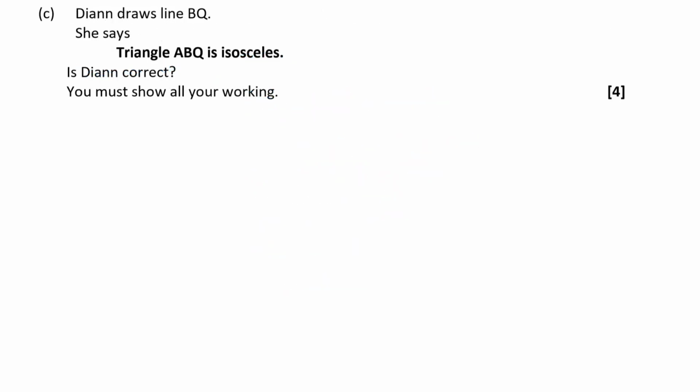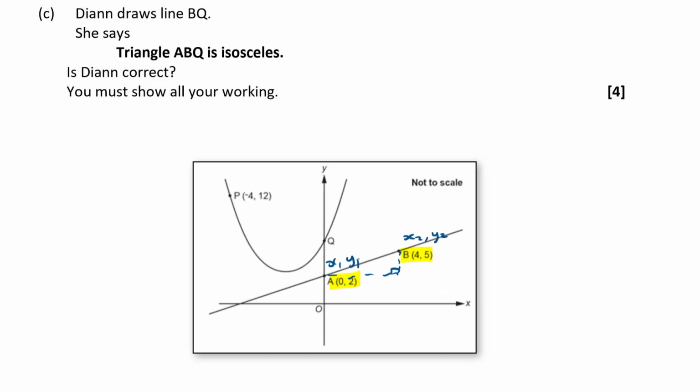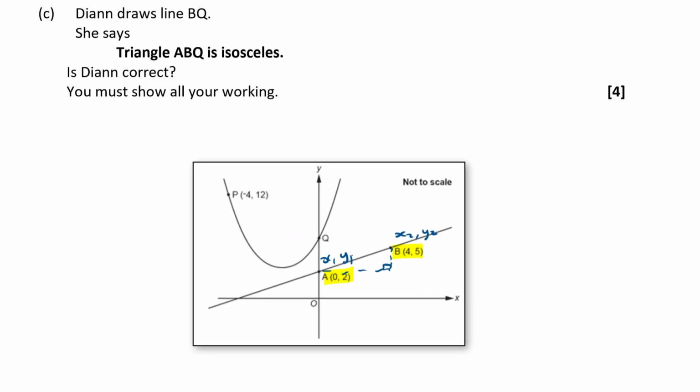Okay, k is 3. Part C says Dan draws line BQ. She says triangle ABQ is isosceles. Is Diane correct? You must show your working. Okay, so coming back to the diagram, we are looking at ABQ then, aren't we? So this triangle. Okay, so that's the triangle we're looking at. Is it isosceles? So we already know the coordinates of A and B.